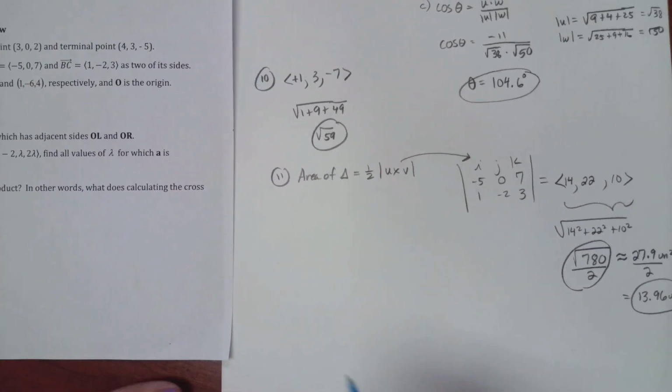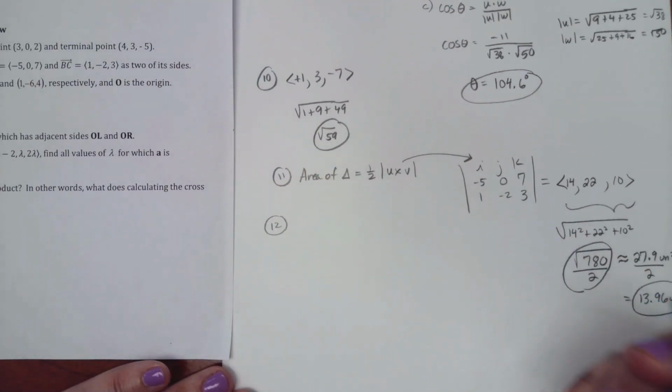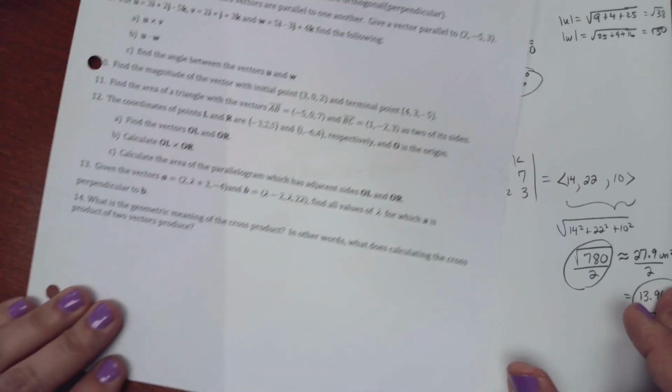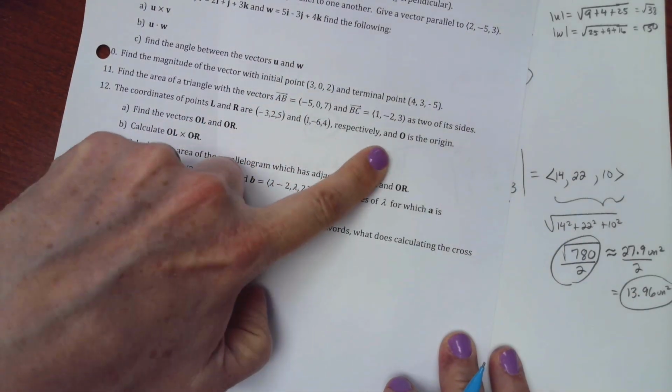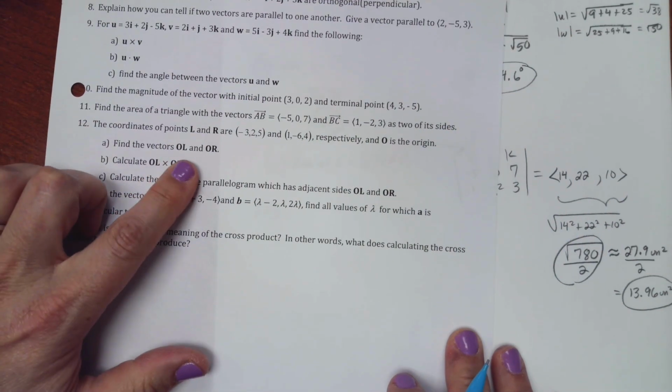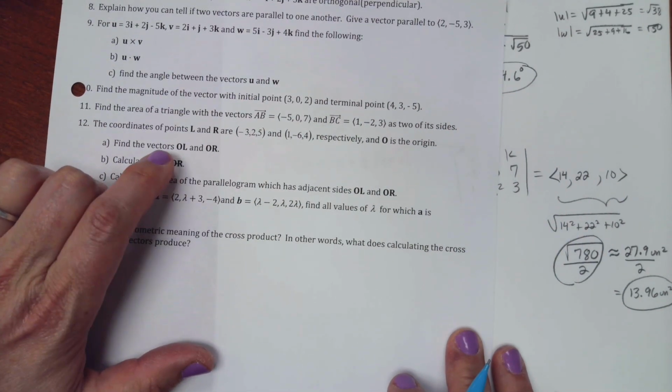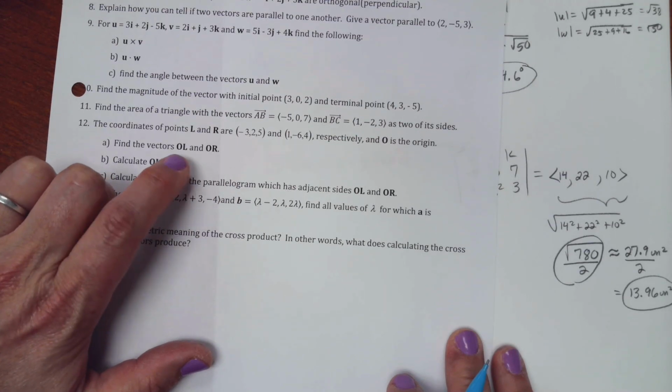Okay, let's see, number 12. It says here the coordinates of points L and R are here. O is the origin, so I'm going to find OL and OR. If I'm going to find OL and OR, I've got to do L minus O.